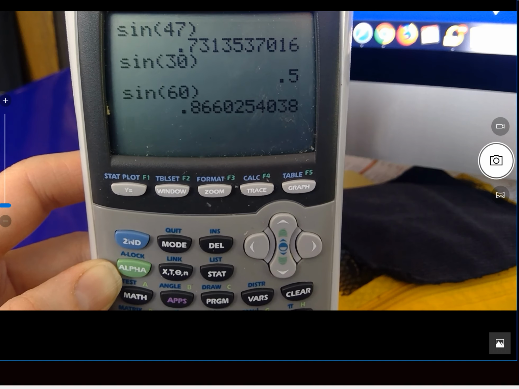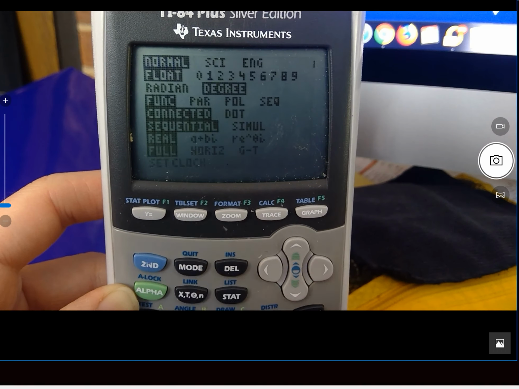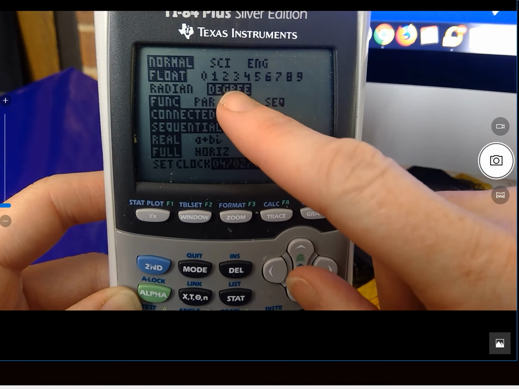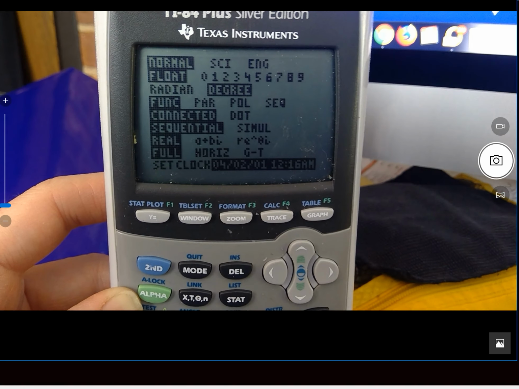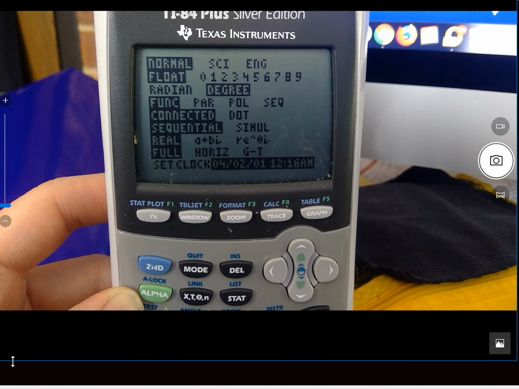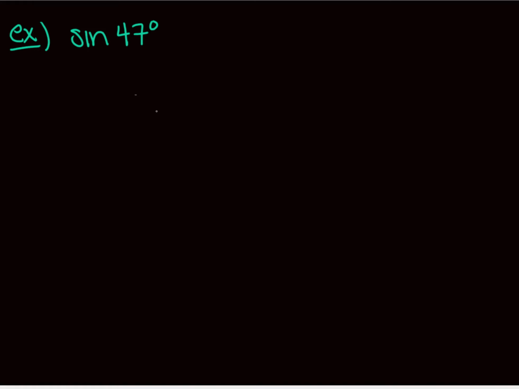We can put numbers in here. Again, the main thing to realize is in my mode, I need to make sure I'm in degree for right now. We will talk about radians later on in this class. All right, so again, we have 0.73135. The interesting thing about this is anytime you take sine and cosine of any acute angle, well, actually, we're going to find out any angle, it's always going to be a number between 0 and 1.